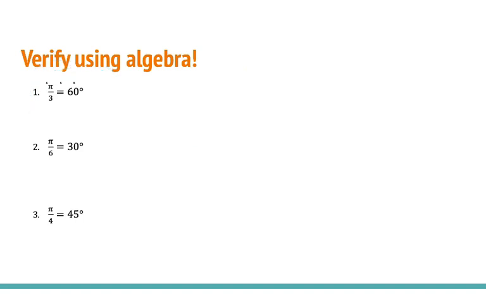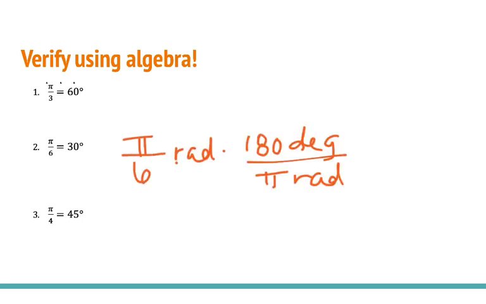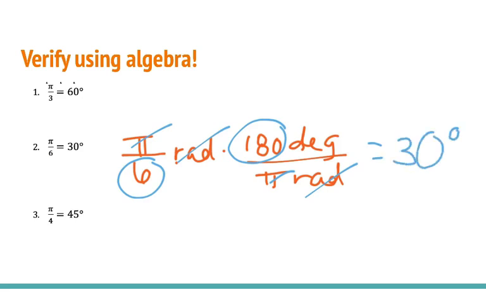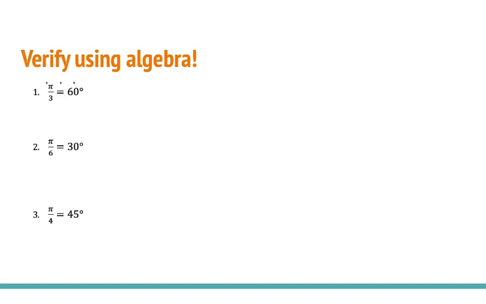Okay, let's do the next one. How about pi over 6? If I want to convert that to degrees, I would multiply by 180 over pi, and several things cancel. The radians cancel, the pi's cancel, so all I have to do is 180 divided by 6, which will give me 30 degrees. Okay? And let's do the last one, but this time, how about we go backwards?